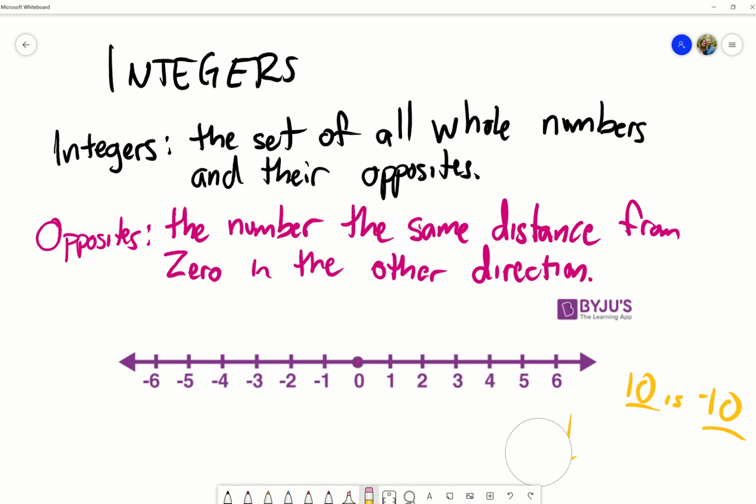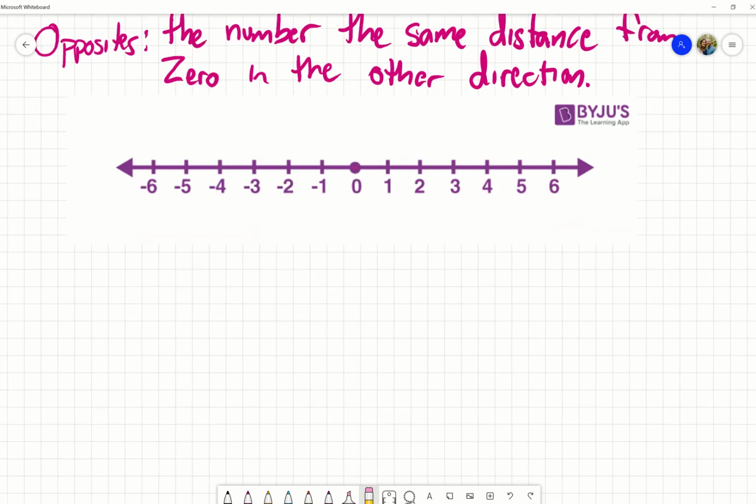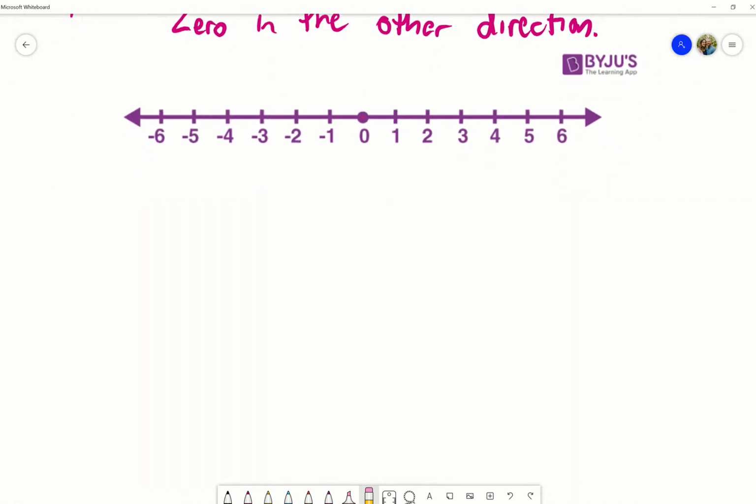And so integers are all the whole numbers, which are positive numbers that we normally deal with, and their opposites. So all the regular numbers that we normally like, and then all the negative versions of those numbers as well.